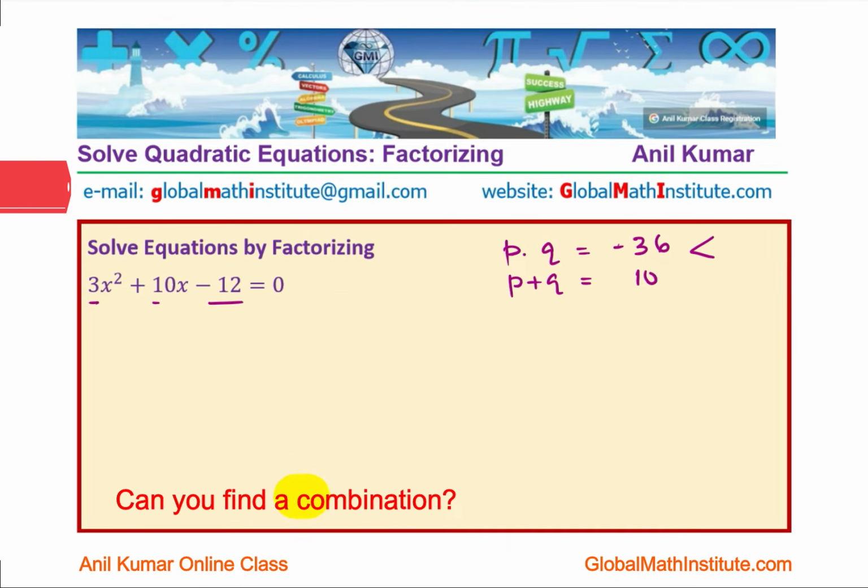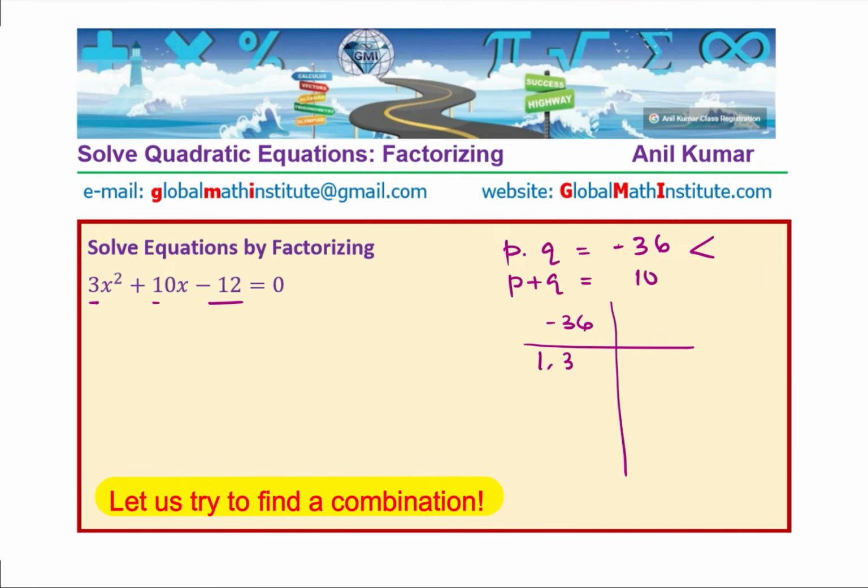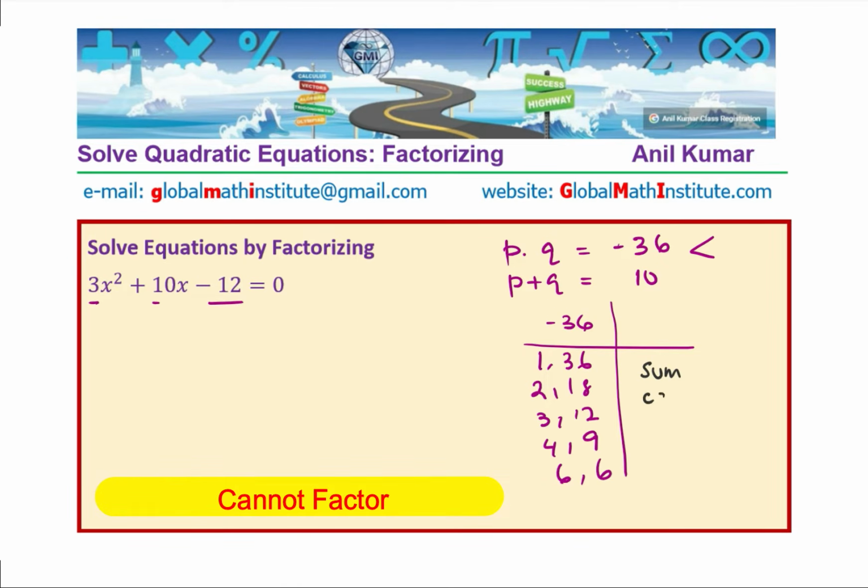So in this case, what you realize is that if you look for numbers whose product is minus 36 or even 36, so what could be the numbers, right? So numbers could be 1 and 36, right? 2 and 18, 3 and 12, 4 and 9, correct? 6 and 6. Now none of them will give you 10 as sum. You get the idea, right? So therefore, it cannot be factorized.